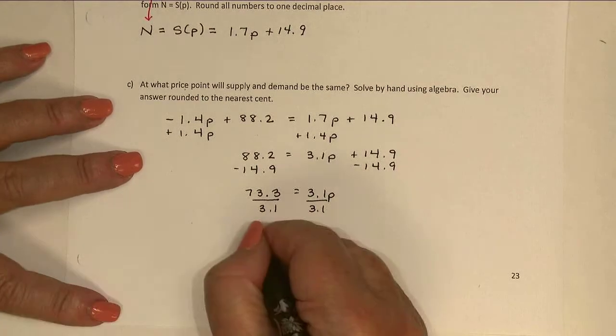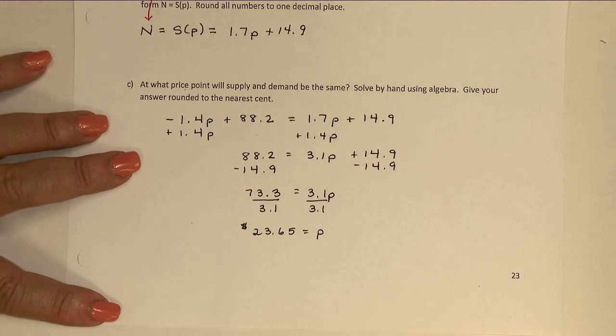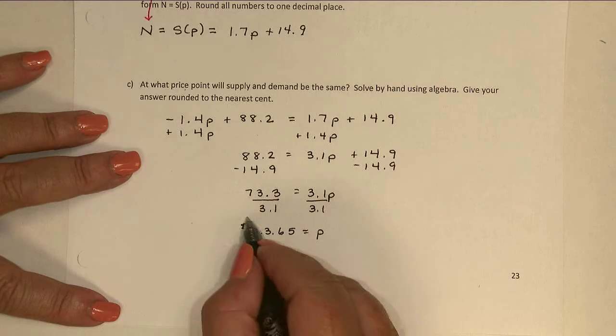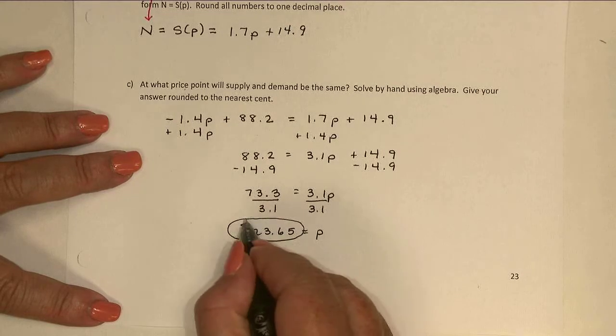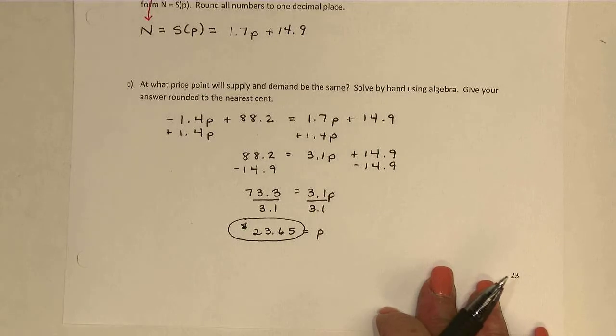So at the price of $23.65, our model predicts that the supply and demand would be the same. Now, considering our original system of equations contained two variables, P and N, we've actually answered the question, but let's go ahead and calculate the value of the other variable, the N.